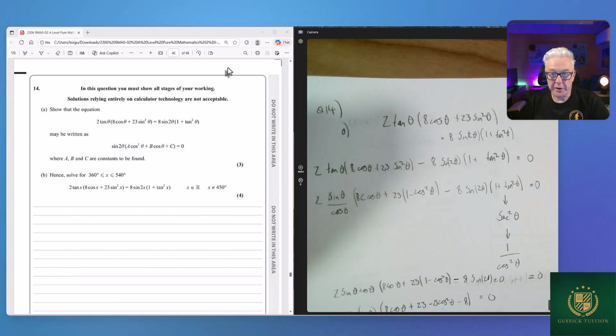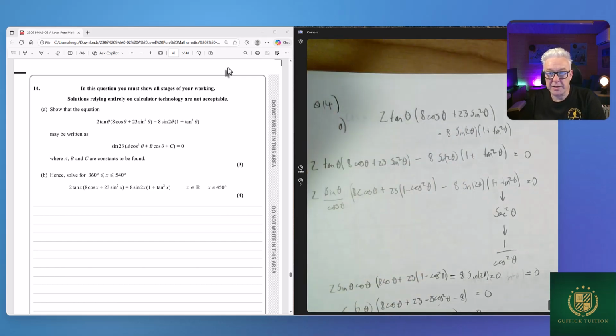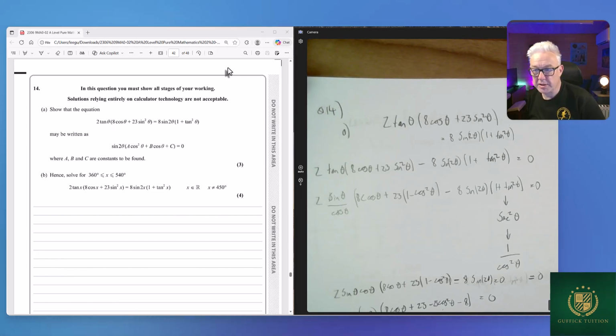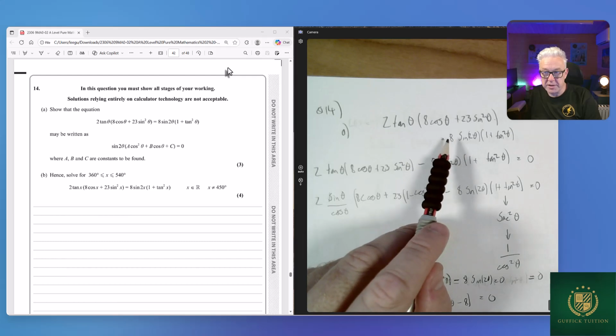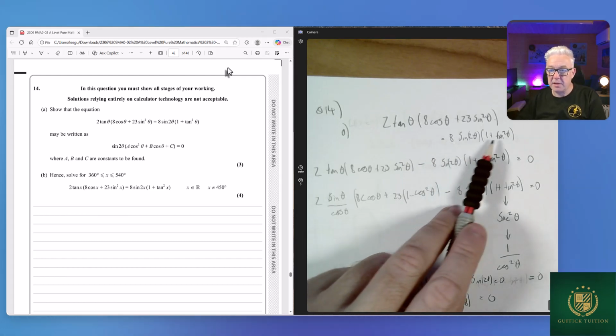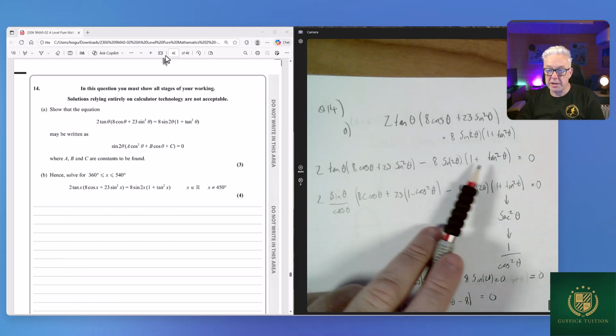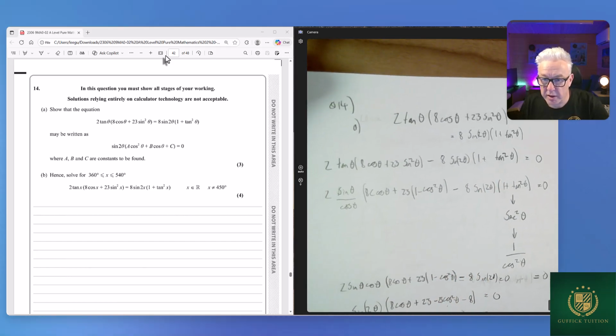Okay, now I started off trying to do this as left hand side equals right hand side, but this is a little bit different. We've just got to get everything from both sides of the equation over to one side. So let's start doing that then. The first thing I'm going to do is take this 8 sine 2 theta over to the left hand side as well. So that's been taken over there to the left hand side.